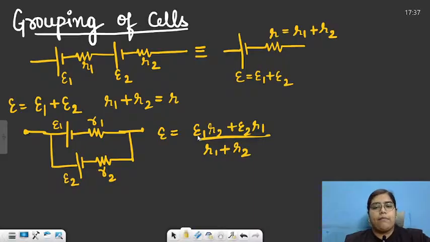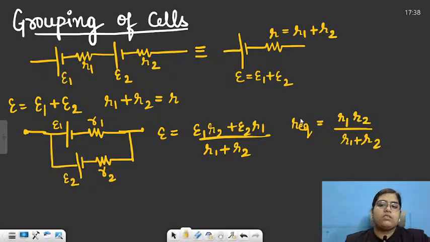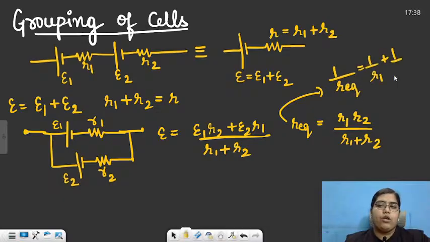Basically, the EMF of first cell multiplied by internal resistance of second plus EMF of second multiplied by resistance of first, divided by R1 plus R2. And the formula for equivalent resistance was the same as the formula for resistors in parallel, R1 R2 by R1 plus R2. This is the same formula which you will get from here: 1 by R equivalent is equal to 1 by R1 plus 1 by R2. Once you simplify, you will get the same formula.